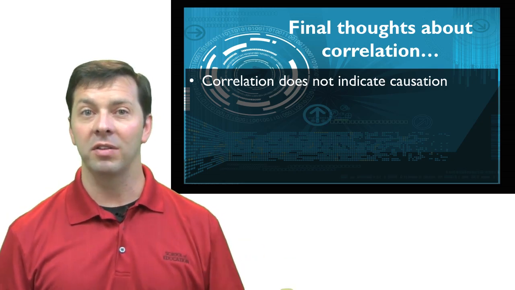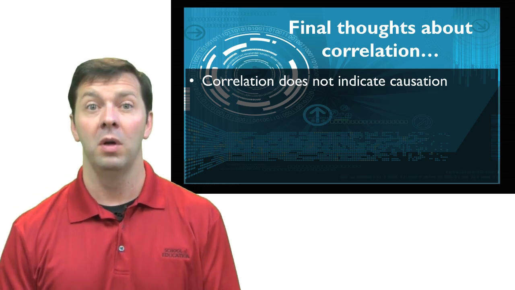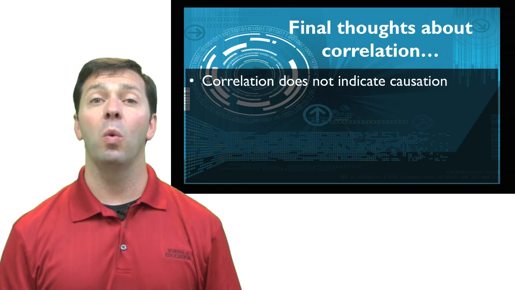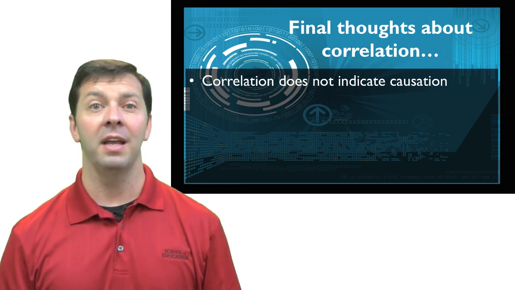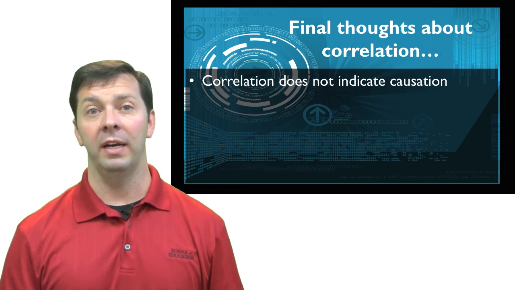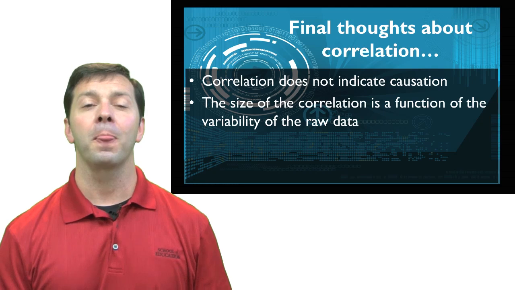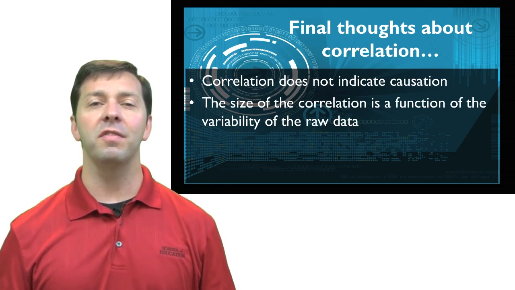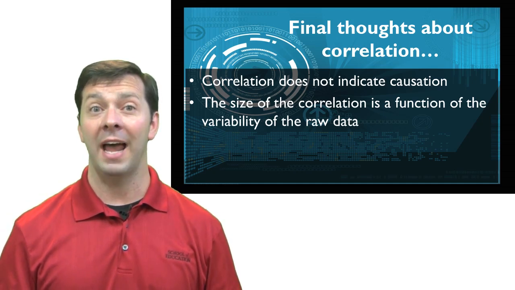You can already start thinking through that. Obviously, as the temperature goes up, more people come to the pool, which then likely increases the rate of having incidents. So what's going on there is the temperature is not causing that, but it is indeed related, or correlated, to it. So just because it's correlated does not mean causation. The second one, a little harder to understand, is that the size of the correlation is a function of the variability of the raw data.